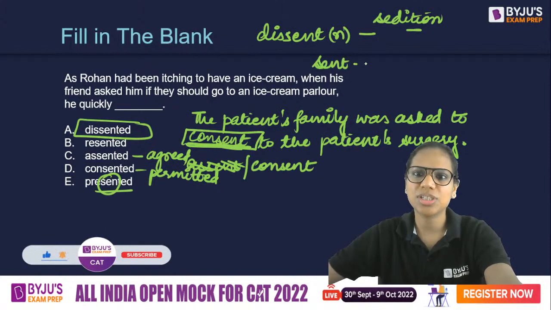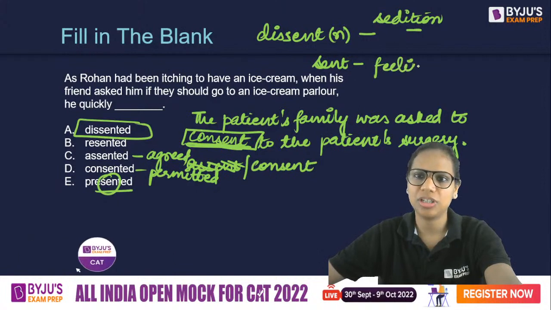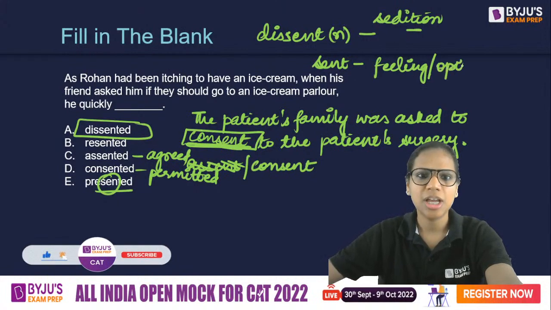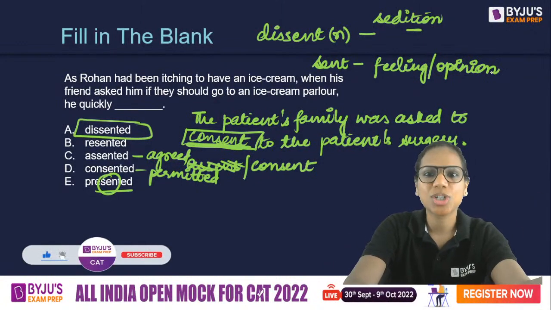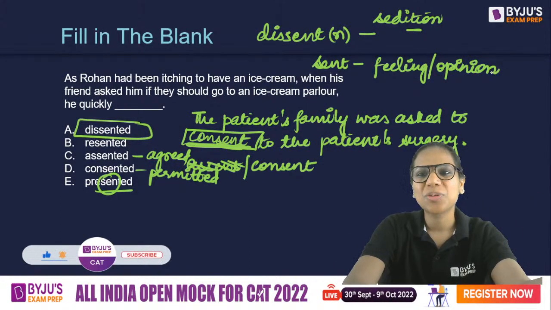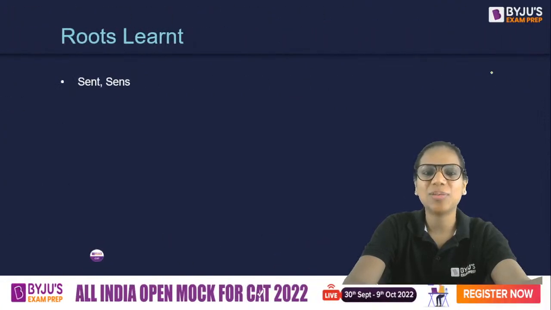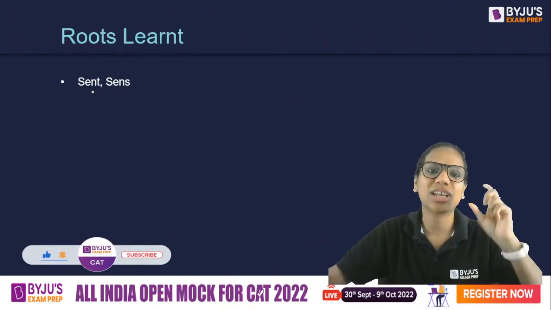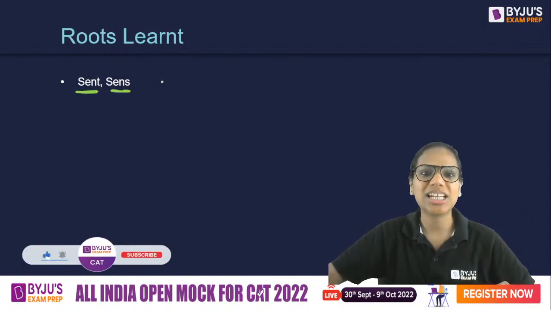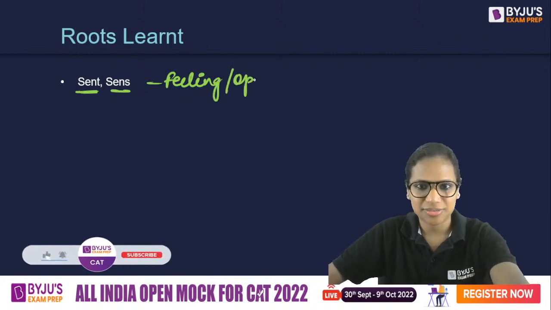Okay. Present we understand, but it is not related to this root sent. All the others have the root sent, which means feeling or opinion. But present does not have it. I just included it because it looks similar. ठीक है? Present में S root है, ESS, which means B, essence. Essence वाला S. So sent and sense, feeling or opinion.